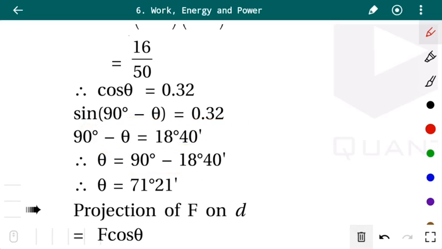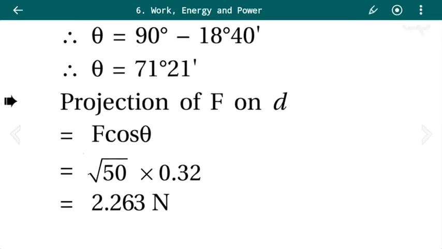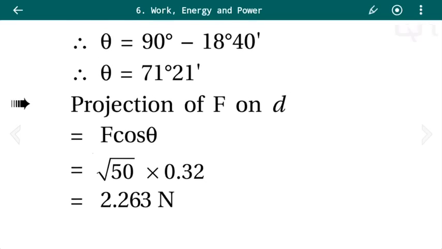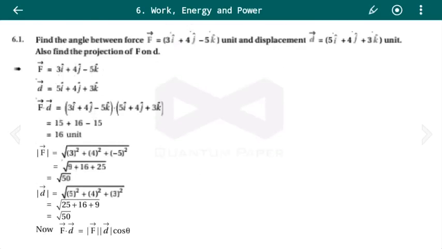Now here we need to find the projection of F on D, that is equal to F cos theta. So now put the values of F and cos theta. Here we got the magnitude of F as root 50 and cos theta as 0.32. So when we solve this, we get the value as 2.263 Newton. So the projection of the force on the displacement is 2.263 Newton. So students, you may note down this illustration.